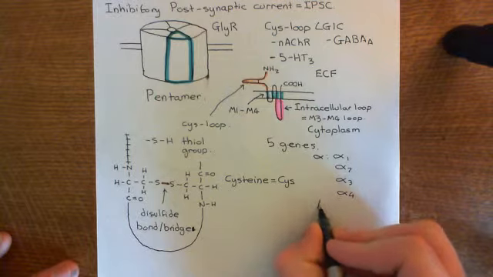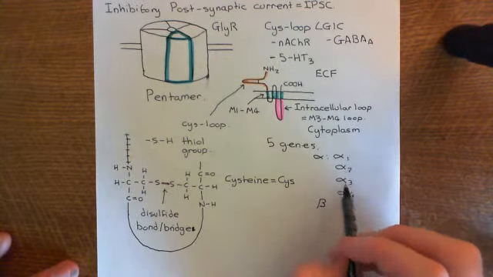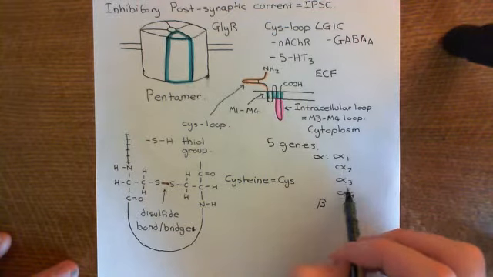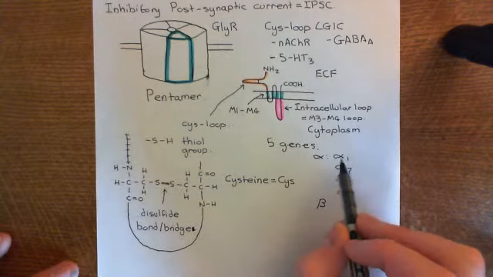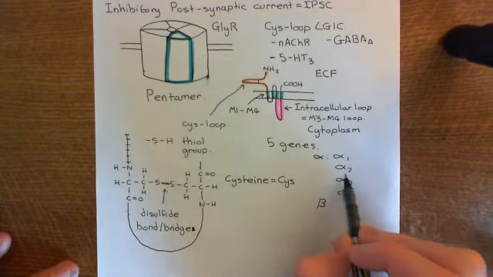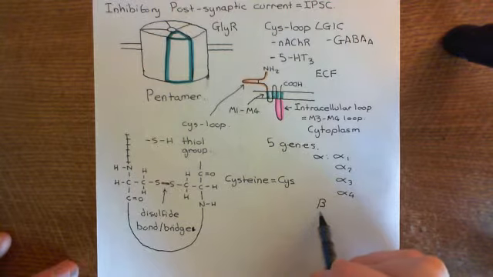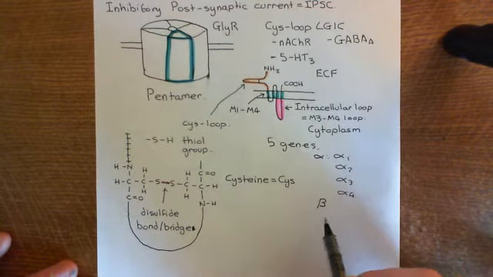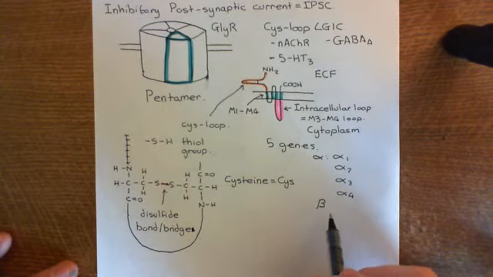Then there's one final gene, which is known as the beta gene. So, we have these 4 genes here, the alpha 1, alpha 2, alpha 3, alpha 4, and then we have this 5th one here, the beta gene. And they code for the alpha 1 subunit, the alpha 2 subunit, the alpha 3 subunit, the alpha 4 subunit, and the beta subunit. Now, how do you actually compose these together to make a glycine receptor?